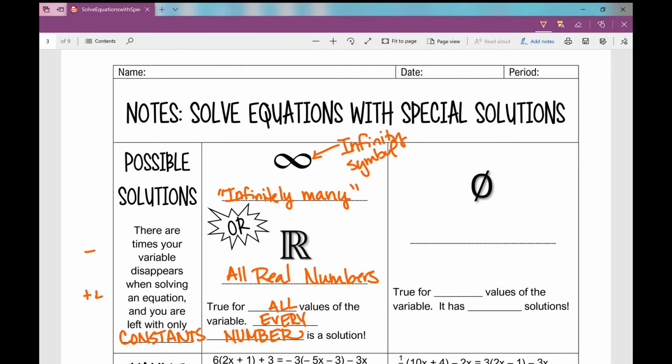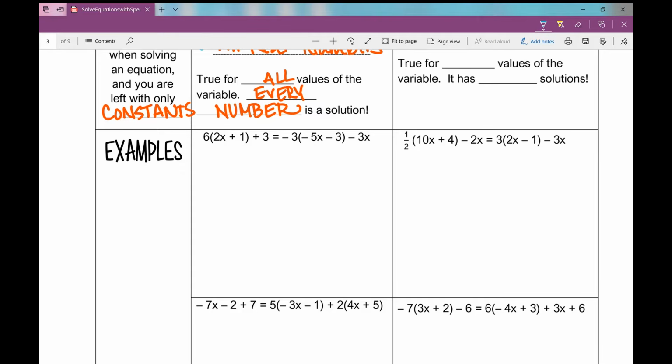So our symbols, let's look at what those are. This infinity symbol is just a sideways 8. That's one answer that you can write. You can write the symbol, you can write infinitely many. You can write this fancy R. It's just 2 lines like that, and then a fancy R. It means all real numbers. So you can write that symbol, or you can write all real numbers. Anything you want. So let's look at our first example where we will end up getting infinitely many solutions.